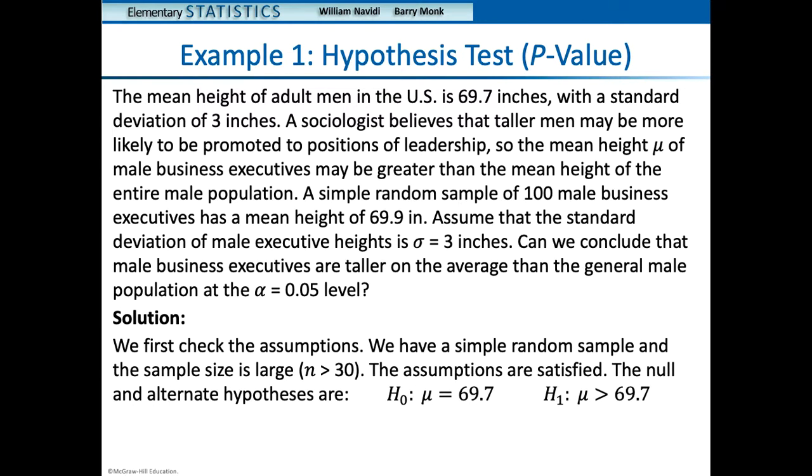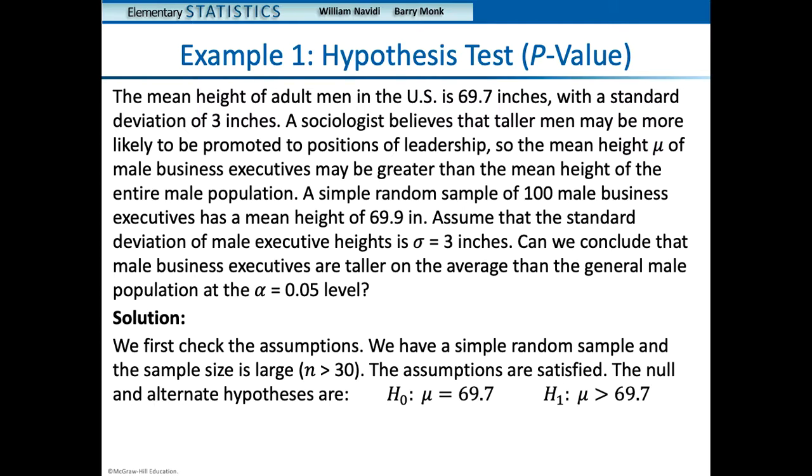The first step, we should always check our assumptions. The assumptions are that the sample needs to be a simple random sample, and the sample size needs to be large. This will only work if we can treat the sampling distribution as a normal distribution, right? In this case, it says we have a simple random sample of 100, so both of those conditions are met. So the assumptions are satisfied.